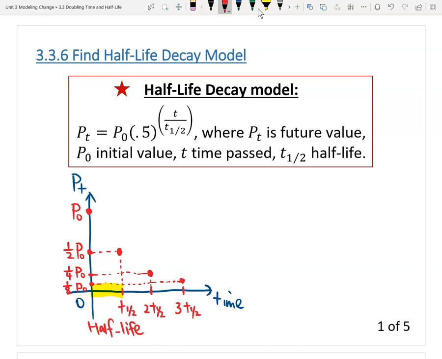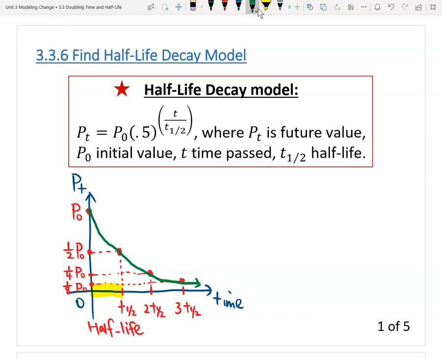Okay, if I link all these points together, from the beginning it decays, goes down to here, goes down to here, goes down to here, and if the time goes up to infinity, the value will definitely go down to 0. And this is the curve for the half-life decay model, or you know, exponential decay, right?